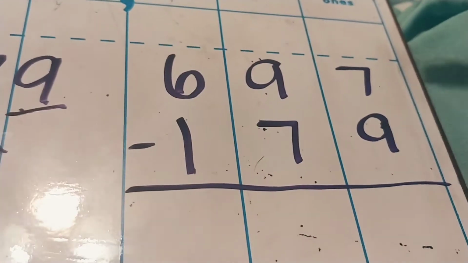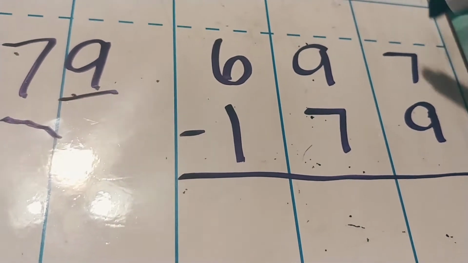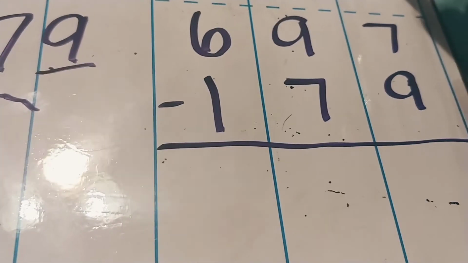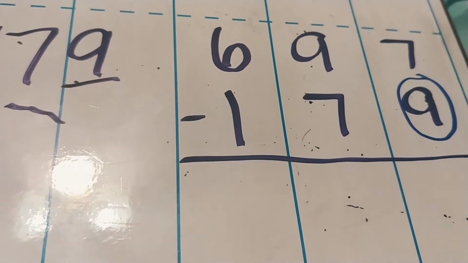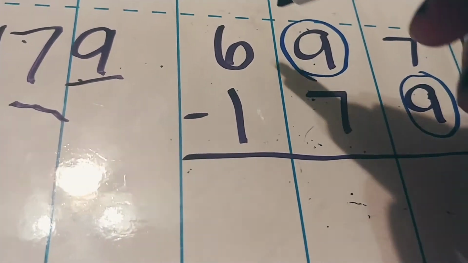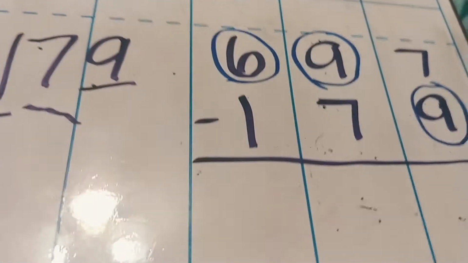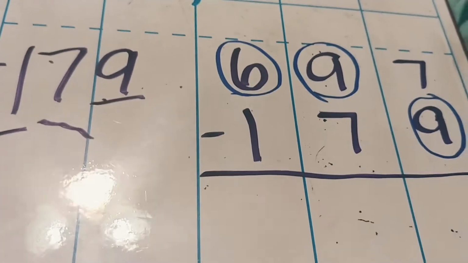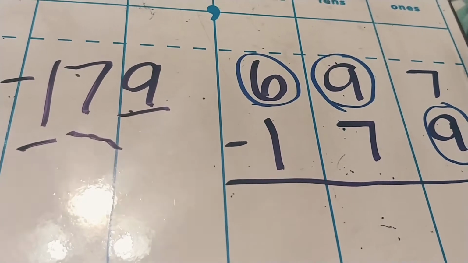So we're going to start in the ones place and figure out which number has the biggest value. And that is the 9. And in the tens, it's also the 9. And in the hundreds, it's the 6. I was about to say it's also the 9, but there's no 9.